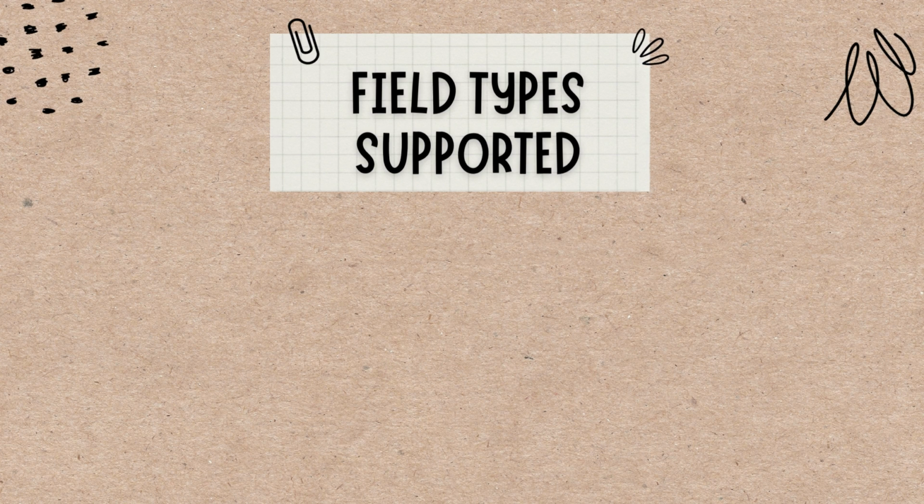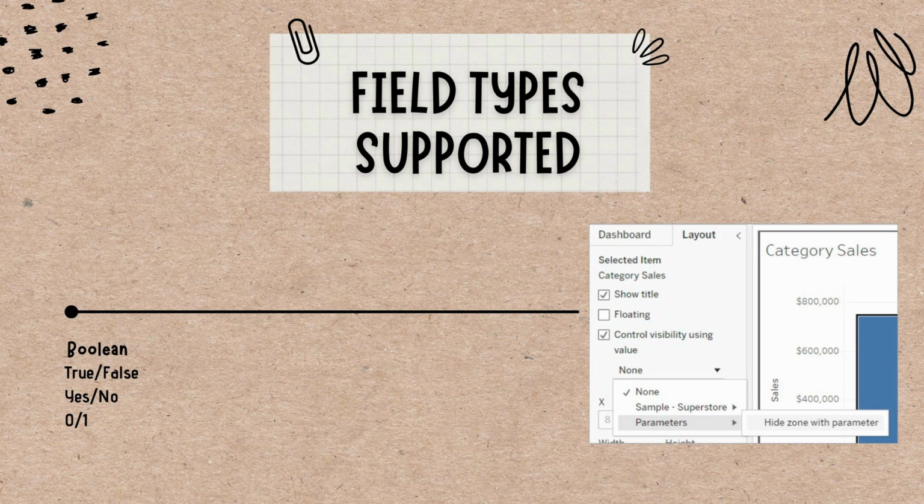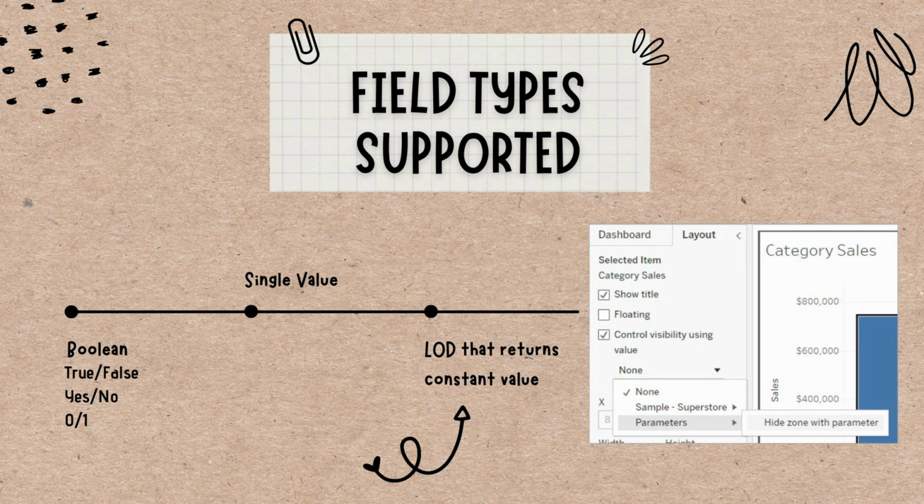Before we get into these examples, I want you guys to understand that this is supported with only a few field types. The first value that can be taken into consideration for controlling visibility is of a Boolean value, which could be a true or a false, a yes or a no, or a 0 and 1. The second type is a single value. So anything where you have one value can be used and can be supported for this kind of dynamic switching. And finally, if you have an LOD that can return you a constant value or a single value again, can also be used for this kind of purpose. Anything else that is not supported would not be visible on your control visibility using options under the layout menu. So if you want the fields to be shown or being used for dynamic visibility, you have to make sure that it follows or supports either of these three field types.